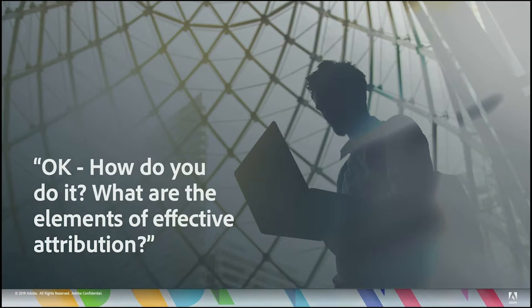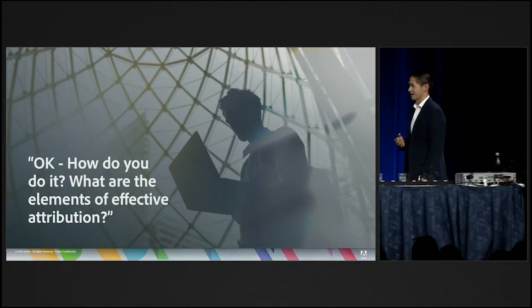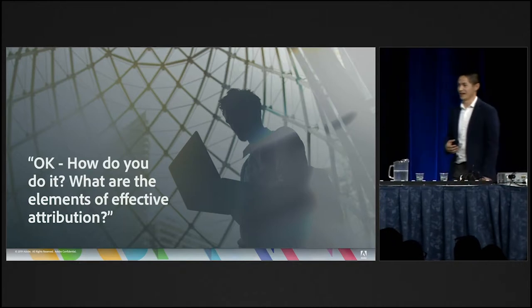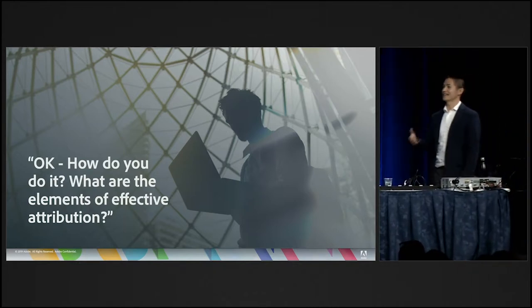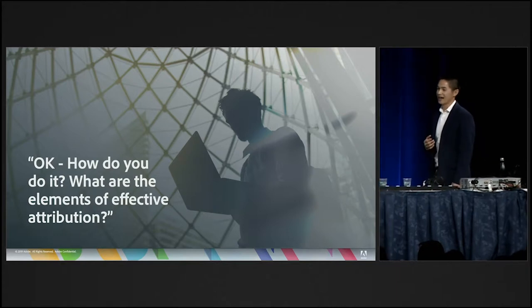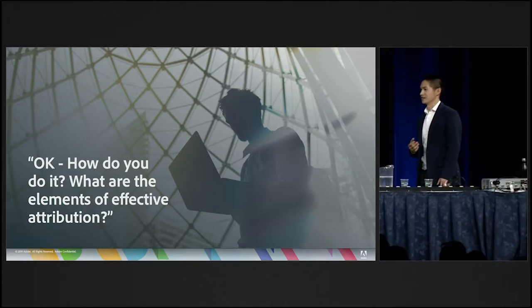At this point, we've spent 10, 12 minutes talking about pain and fear in the movie Us. But how does our audience get out of this pain? How do you do it? How do you do effective attribution?